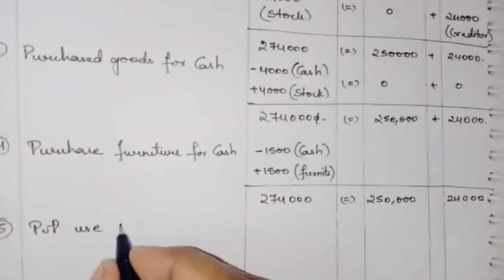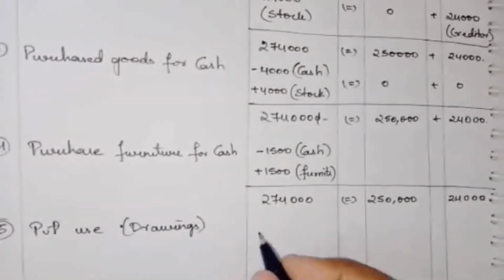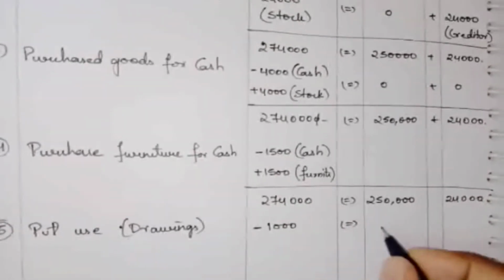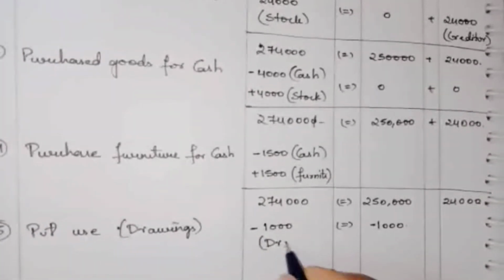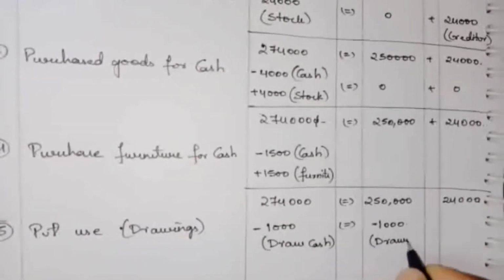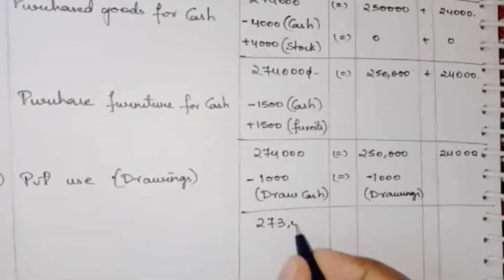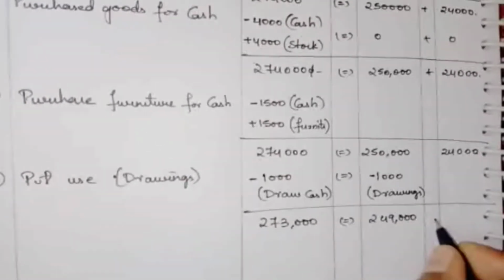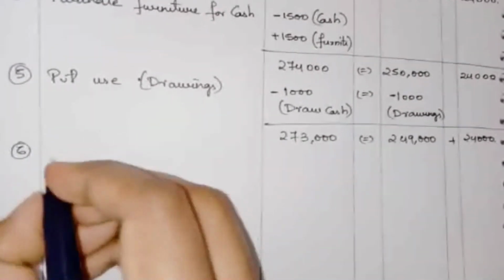Next, withdrew for private use, that is the drawings. The owner of the entity withdrew the cash for his personal use, therefore it is drawings. He is withdrawing the cash, therefore deduct the cash by rupees 1,000 and deduct from the capital, that is 1,000 drawings. Then total comes to 2,73,000. Assets 2,73,000 equal to 2,49,000 is the capital and 24,000 is the liability amount.